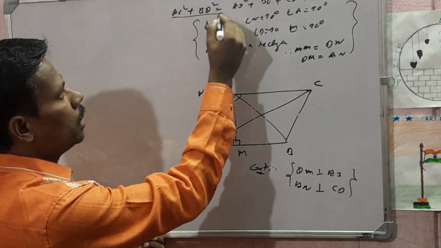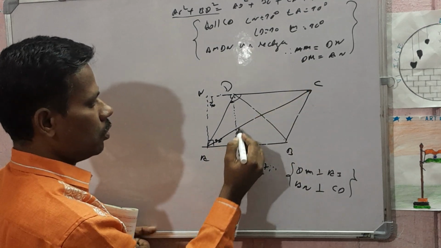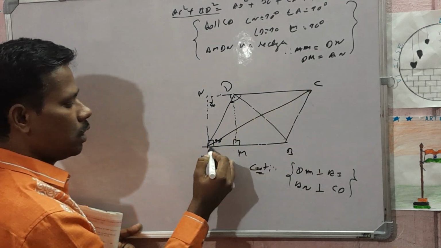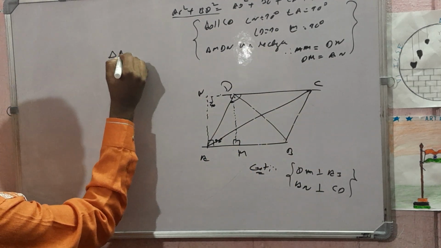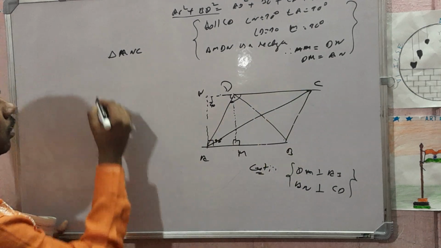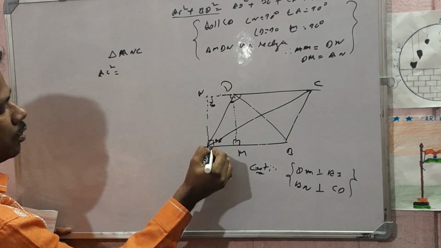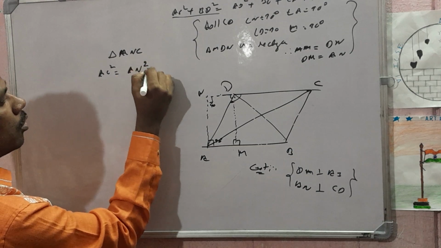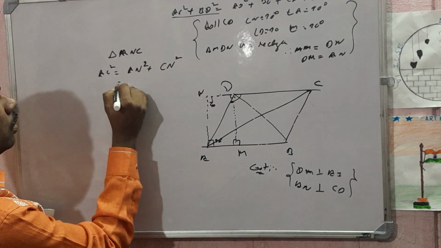What we have to prove? AC square plus BD square. Keep in mind, AC square. So to do this, consider triangle ANC. Square on the hypotenuse is equal to AN square plus CN square, right?